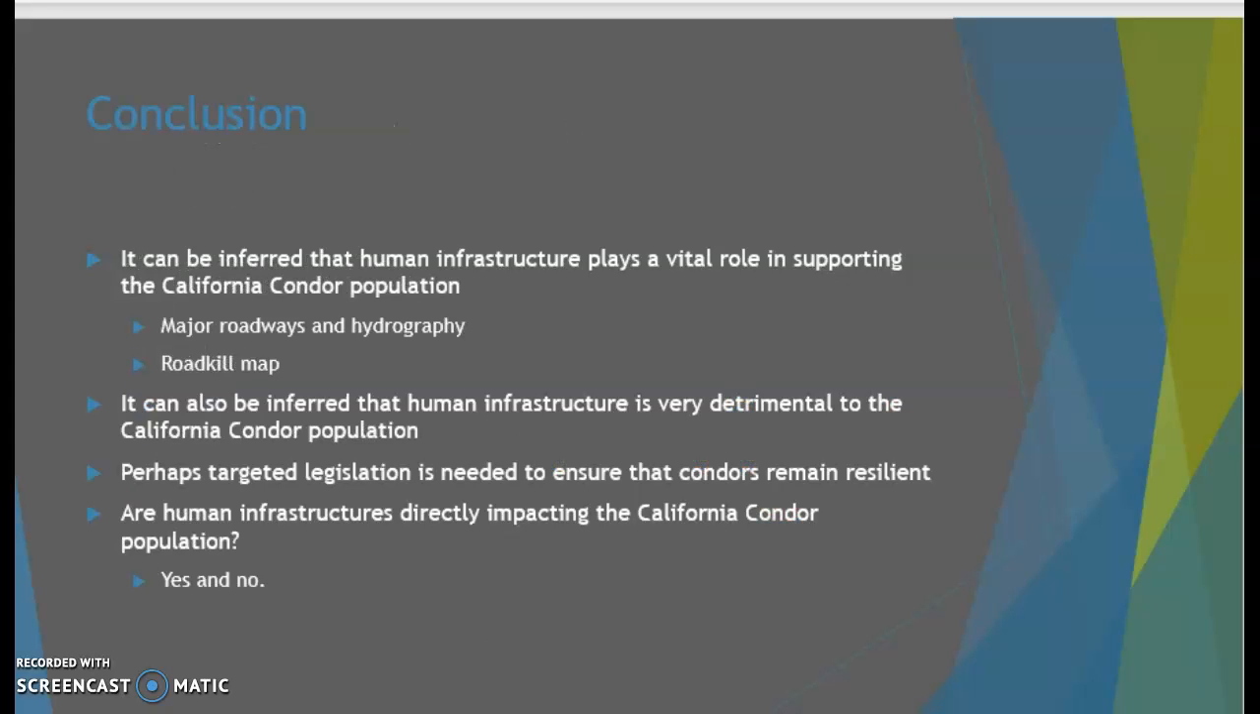So, in conclusion, I think it's obvious that human infrastructure plays a vital role in the livelihood of California condors. I believe maybe that targeted legislation is needed to ensure that the condors and their habitats remain resilient. In terms of the research question, now I'd have to say yes and no, simply because we can't prove that those are the only reasons.